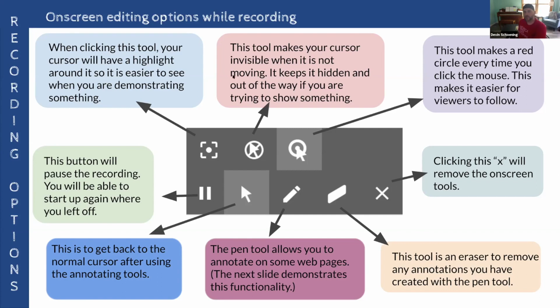The pen tool, which is the next one over, allows you to annotate on some web pages. Most web pages it works, but not all. And so that pen tool will allow you to draw. The next one is obviously eraser, and we know what that does. And then the X will remove that. All right, it will stop that. Okay.